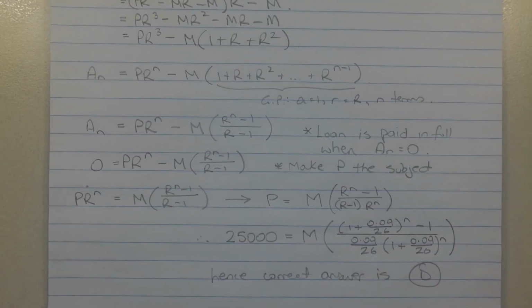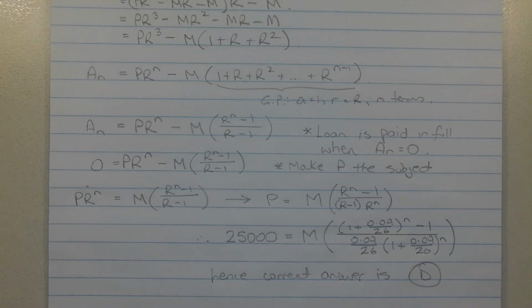And the final step is to make P the subject. So I'm going to do that first by moving PR to the power of n over to the other side. So we get PR to the power of n equals M outside of R to the power of n minus 1 over R minus 1 in brackets. And dividing both sides by R to the power of n, we get P is equal to M outside of R to the power of n minus 1 over R minus 1 in brackets times R to the power of n.